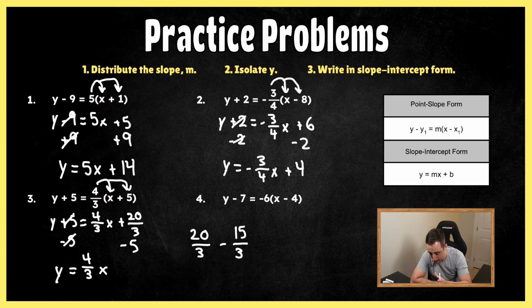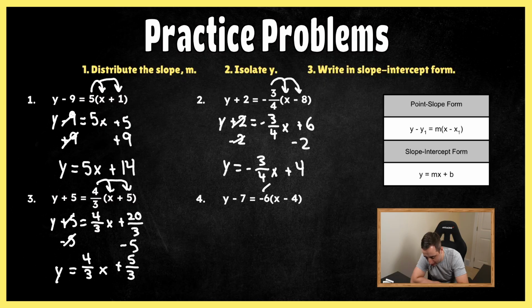So again, denominator stays the exact same. We only subtract the numerator, so 20 minus 15 is going to give us 5. So we're going to end up getting plus 5/3 for our final answer in slope-intercept form for number 3, and then on to the very last one.